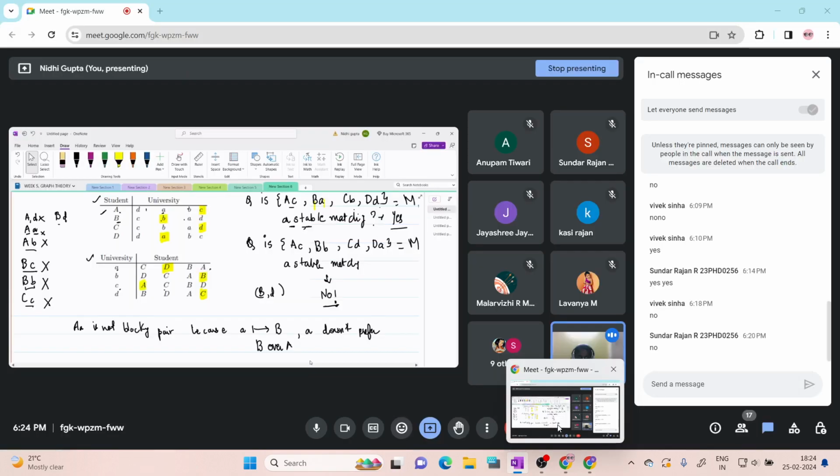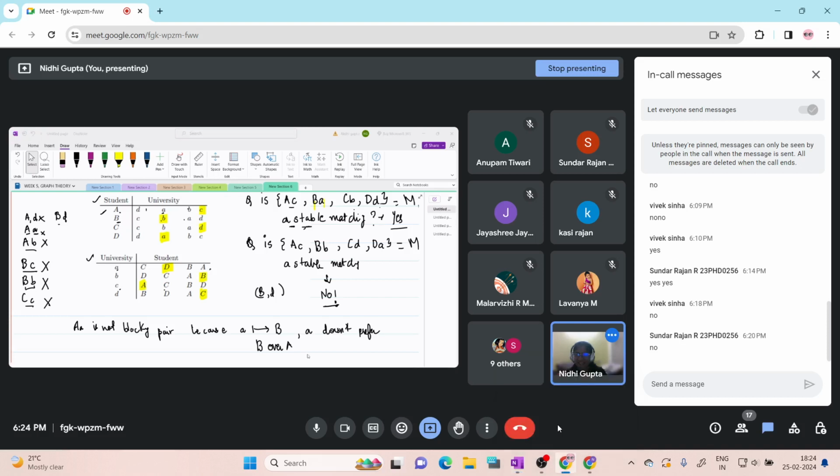So the second matching, B, is not a stable matching. And to show that it is not a stable matching, you have to give a blocking pair with respect to this matching. To say that it is not a stable matching, it is sufficient to give a blocking pair. So can you give a blocking pair for this?